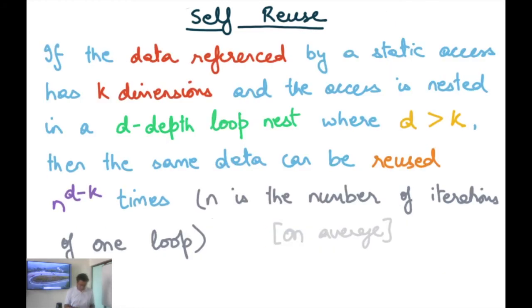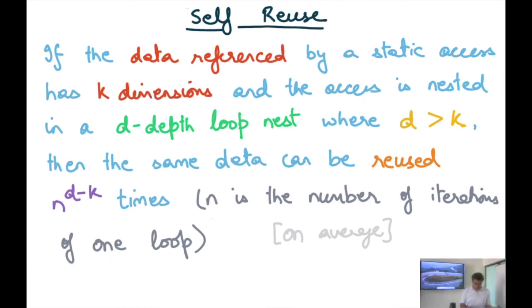And so if the data referenced by a static axis has k dimensions, in my previous example it had one dimension, and the axis is nested in a d depth loop where d is greater than k, and that was the case in my previous example. The loop nest depth was 2 and the dimension of the array axis was 1, and so 2 was greater than 1, then the same data can be reused n to the power d minus k times, right? So in other words, in my previous example, the same data would be reused n to the power 2 minus 1, or order n times.